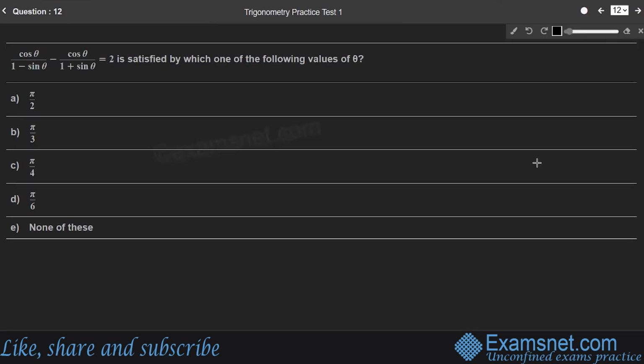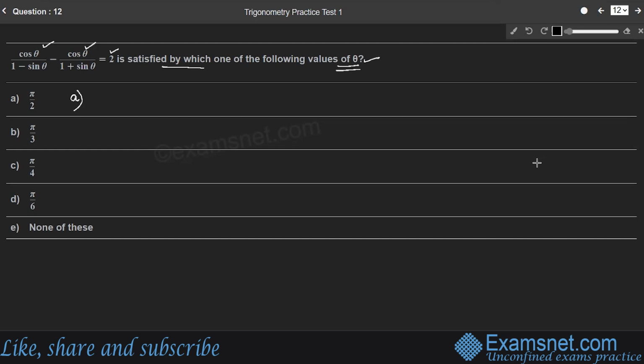Question number 12. cos theta by 1 minus sin theta minus cos theta by 1 plus sin theta is equal to 2 is satisfied by which one of the following values of theta? Among four options, pi by 2, pi by 3, pi by 4 and pi by 6. So which of the values of theta satisfies the given equation, right? For that, we have to substitute the value of theta as pi by 2, pi by 3, pi by 4 and pi by 6 separately.